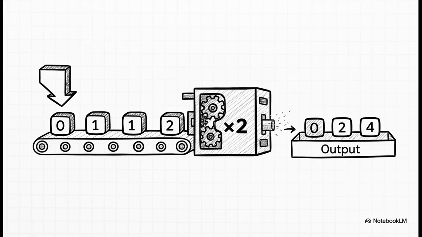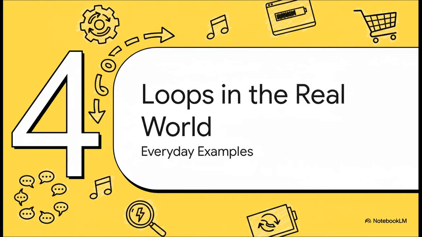If you got that, you totally nailed it. Remember, range of 3 gives us the numbers 0, 1, and 2. The loop just takes each one, multiplies it by 2, and prints it out. So 0 times 2 is 0, 1 times 2 is 2, and 2 times 2 is 4. Awesome job.